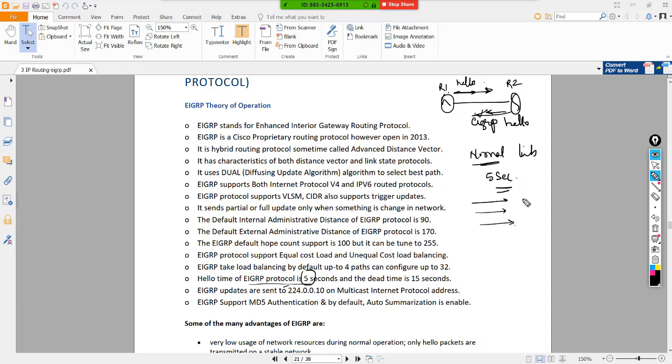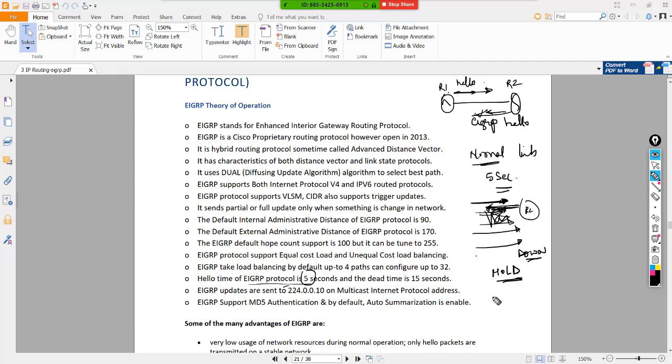Let's say router 2 fails to respond. In the first case, one packet was sent and router 2 sent the acknowledgement, so they still say we have the neighborship. Now let's say router 1 sent the first packet, no response. Router 1 sent the second packet, no response, and then the third packet, still no response. Now there will be no fourth packet. R2 will be considered down. So that's the concept of the hold timer.